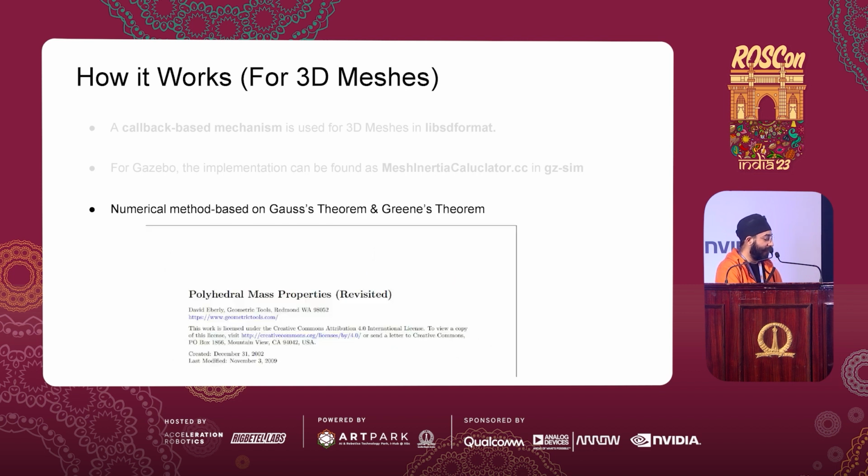And next, we moved on to a numerical method, which was presented in this paper by David Eberle. And this method is already commonly used in many mesh processing libraries. For example, there is a common mesh processing library called Trimesh, which is Python based, and it uses the same method. It uses Gauss's theorem and Green's theorem to convert the volume integrals to 2D and then one-dimensional integrals, which you can just calculate. I cannot claim to understand the whole mathematics here, but for people like me, this paper had a pseudocode which I could completely understand and was able to convert to C++ and include in gzsim.